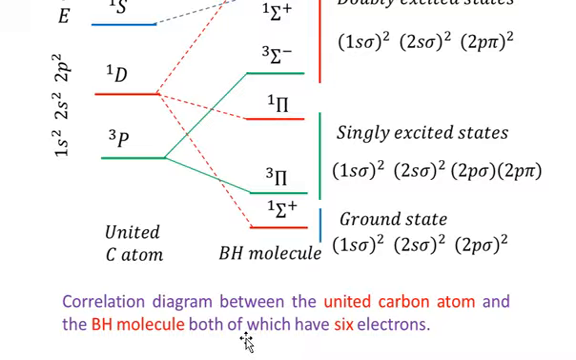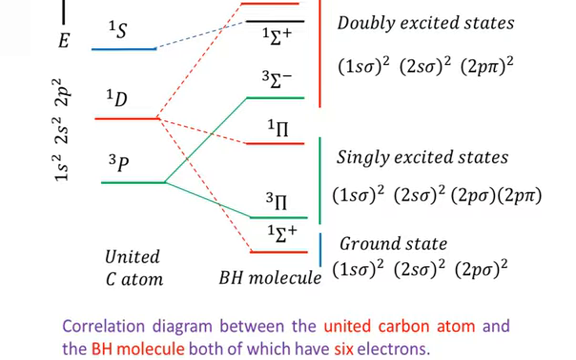So let me read the caption of this diagram first. Correlation diagram between a united carbon atom and the BH molecule, both of which have 6 electrons. So you see that the carbon atom and the BH molecule both have 6 electrons, and the correlation diagram is given over here.